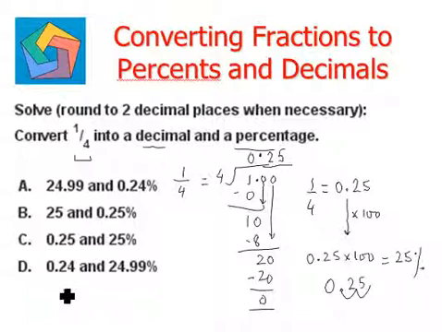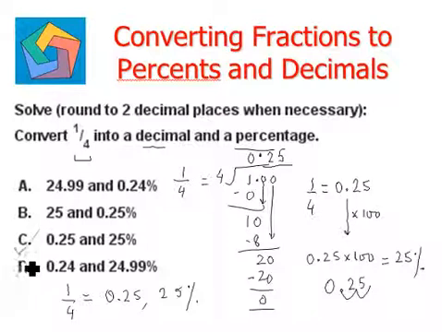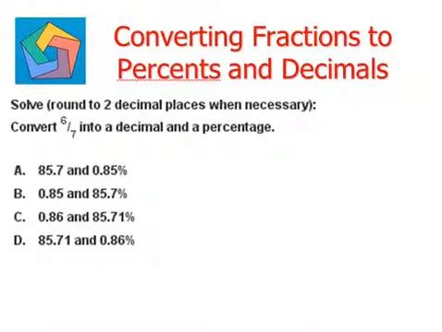So our final answer is: 1/4 in terms of decimal is 0.25, while in terms of percent it is 25%. This is option C. Let's look at the next question. Solve, round to two decimal places when necessary, convert 6/7 into a decimal and a percentage.